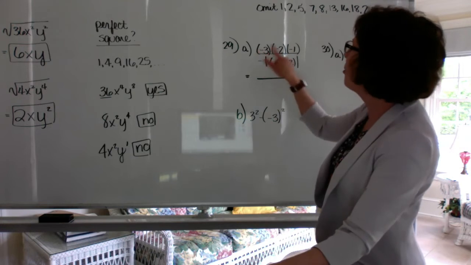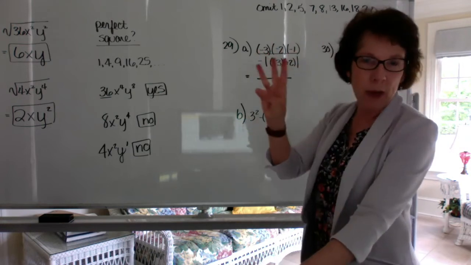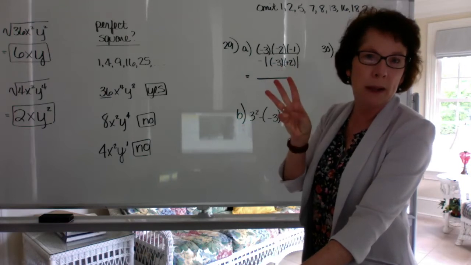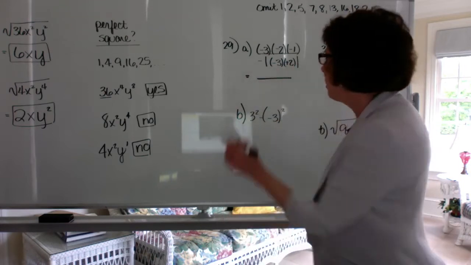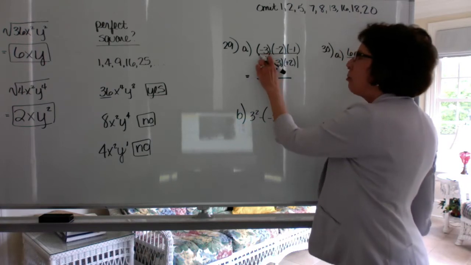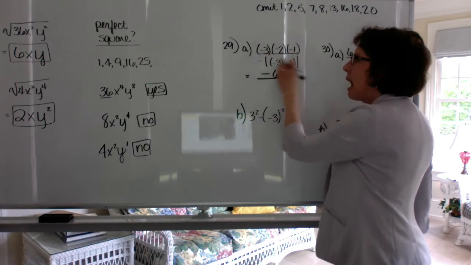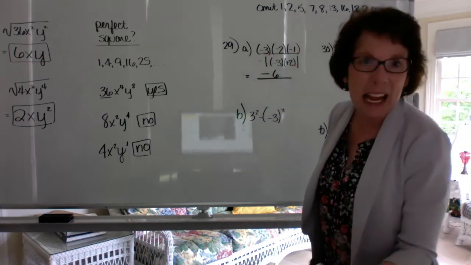Okay, first of all, I have 3, an odd number. An odd number of negative factors means my product is going to be negative. So it's going to be a negative number, and 3 times 2 times 1 is 6. So this entire product up here is negative 6.